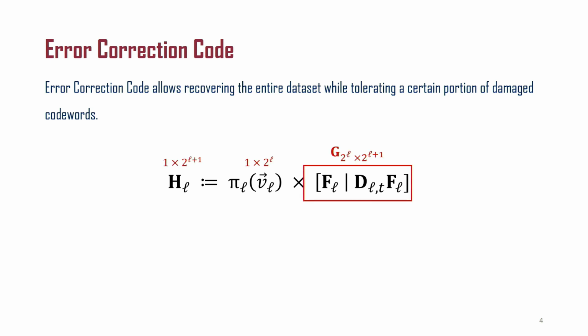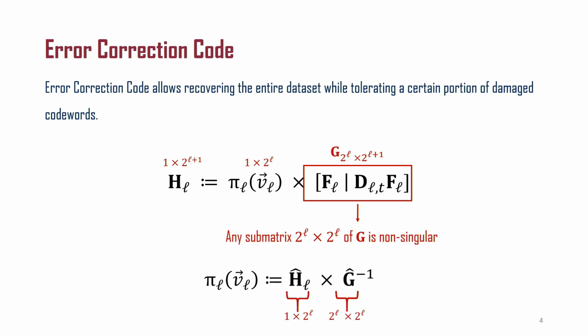The codeword is computed as in the formula here. A permuted data vector multiplies with a matrix G. The output codeword here will be twice as long as the original data. Because any square submatrix of G is not singular, we can compute the inversion of the submatrix of G and multiply it with a corresponding subset of codewords H, denoted as H hat here, to recover the original data. For more details, please refer to our paper. We also have MATLAB example code here to exemplify how to build this error correction code and how to use it to recover data.